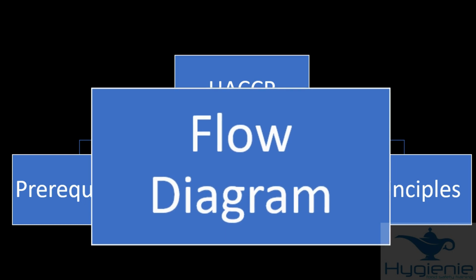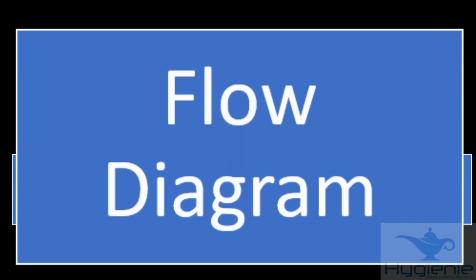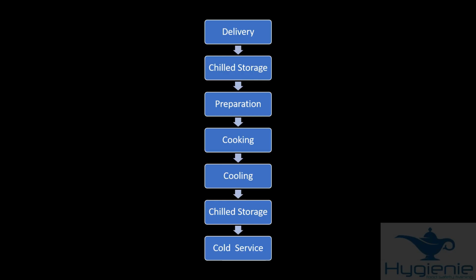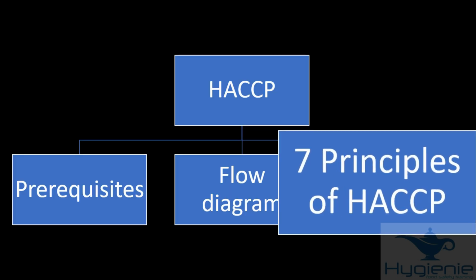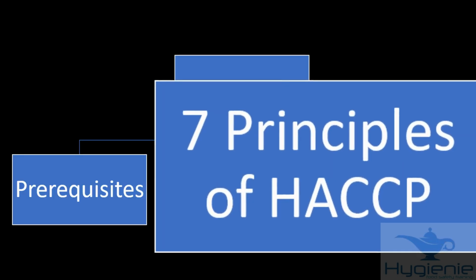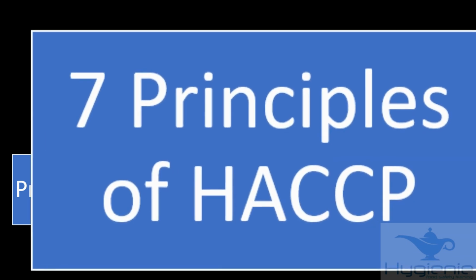Next, we'll take a look at the flow diagram. A flow diagram is a pictorial representation of all the steps in your food production process. Now let's take a look in detail at the main elements of this video, the 7 principles of HACCP.